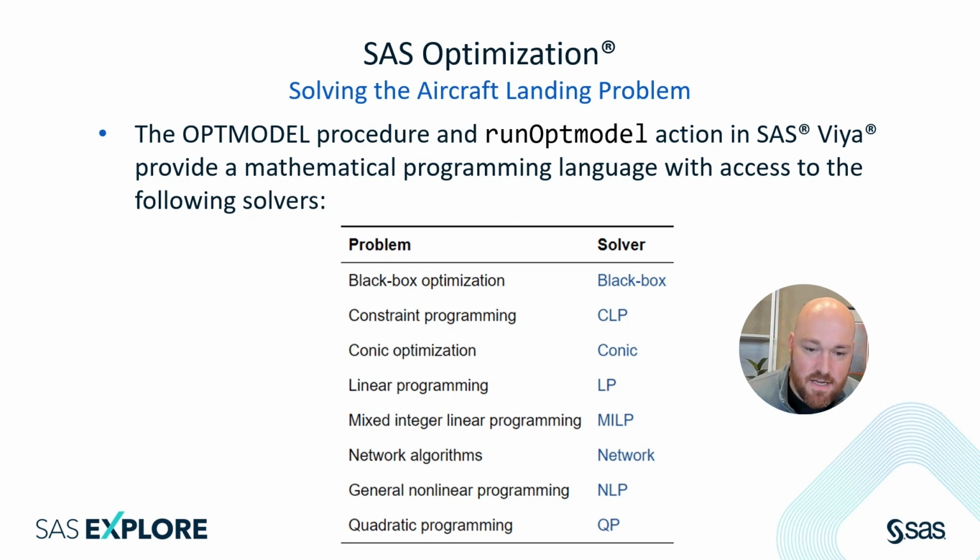The OPTMODEL procedure itself accommodates several different types of solvers: the black box optimization solver, constraint programming, conic optimization, and then some of the more traditional linear programming, mixed integer linear programming, various types of network algorithms, general nonlinear programming, and quadratic programming solvers. For the aircraft landing problem, we're going to use the mixed integer linear programming solver.